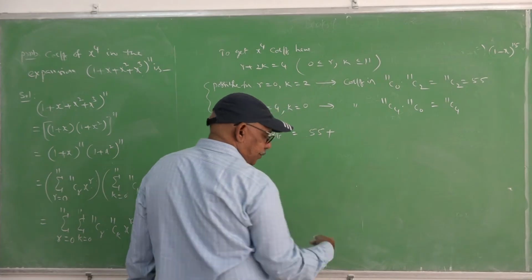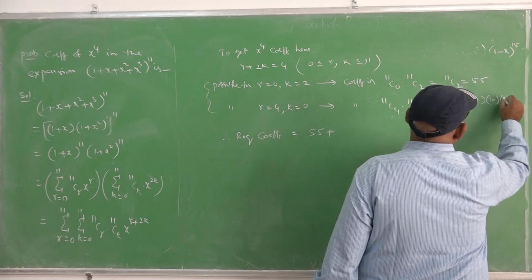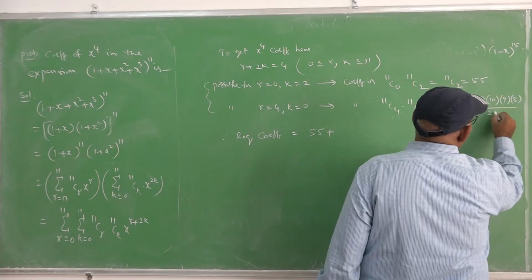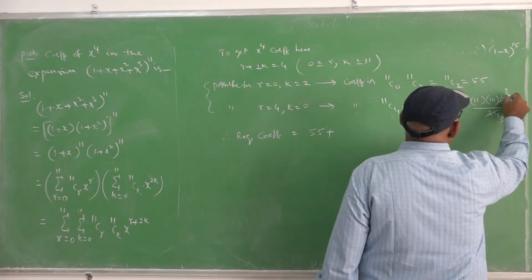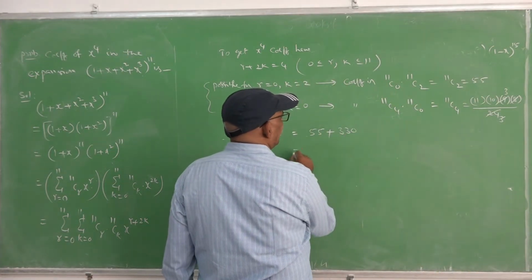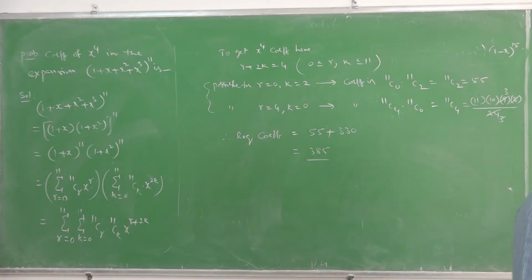55 plus 11C4. 11C4 is 11 into 10 into 9 into 8, 4 factors in decreasing order, by 4 factorial. 4 factorial is 24. So 110, 330. 385. The required one is 385. So the required x power 4 coefficient is 385.